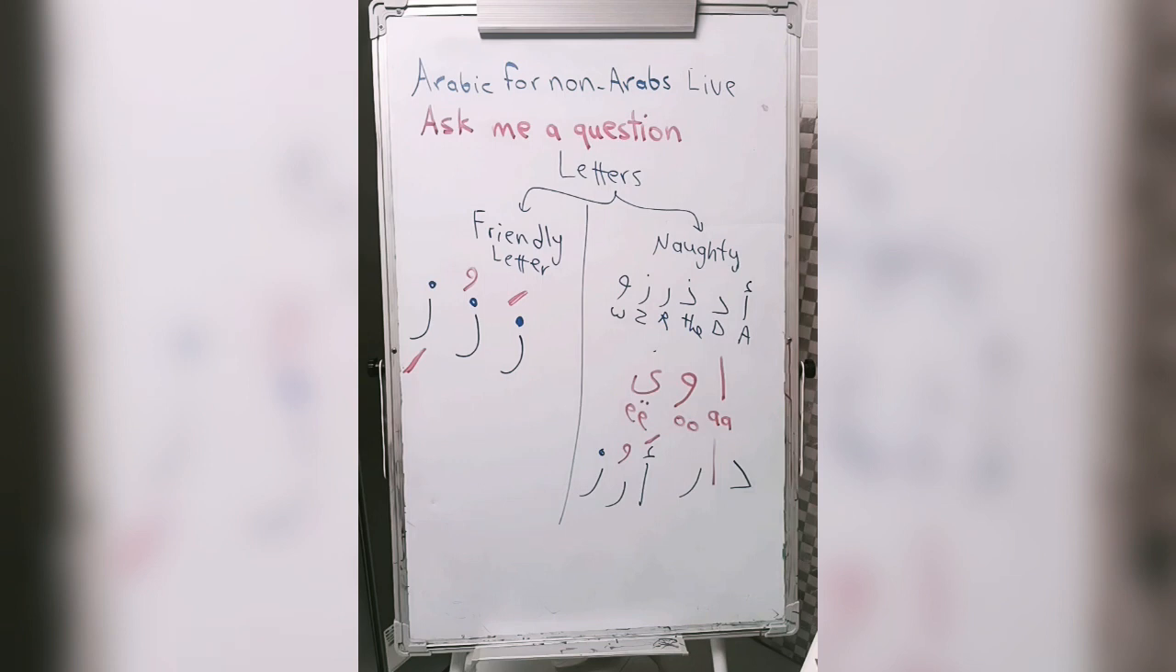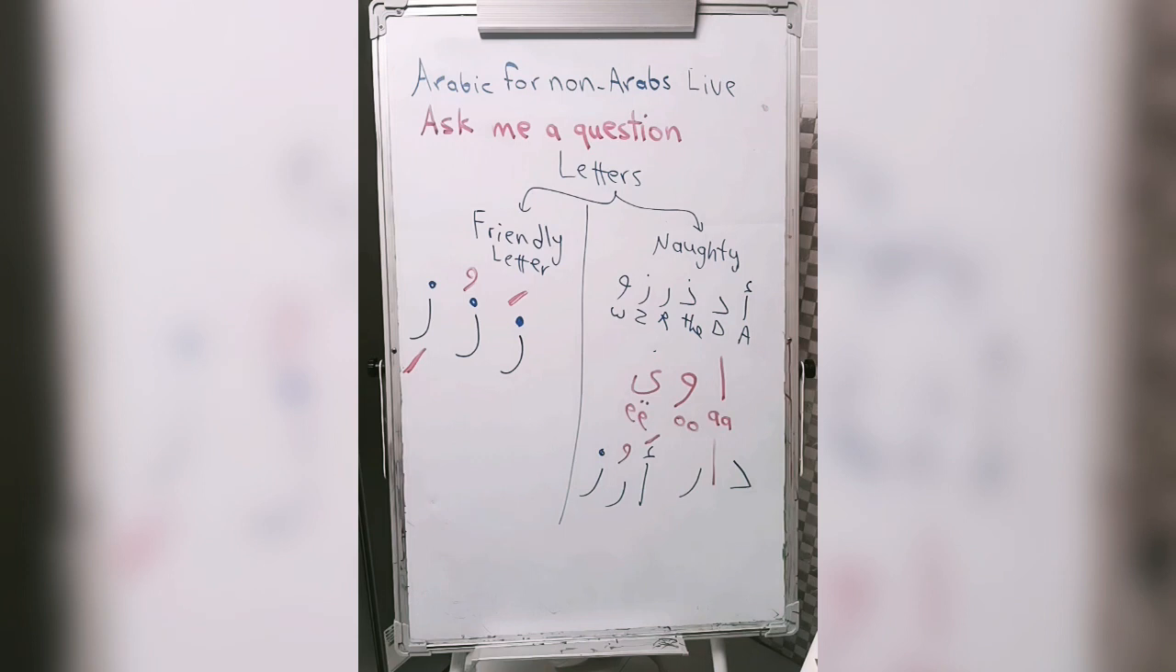Is this clear so far? I have the naughty letters, 6 letters. I want you to memorize them, 6 letters. And you need to know the long sounds. And you have to know the short sounds. If you know this, within 1 week, you will be able to know all the letters and you will be able to read and write. Okay? I promise.